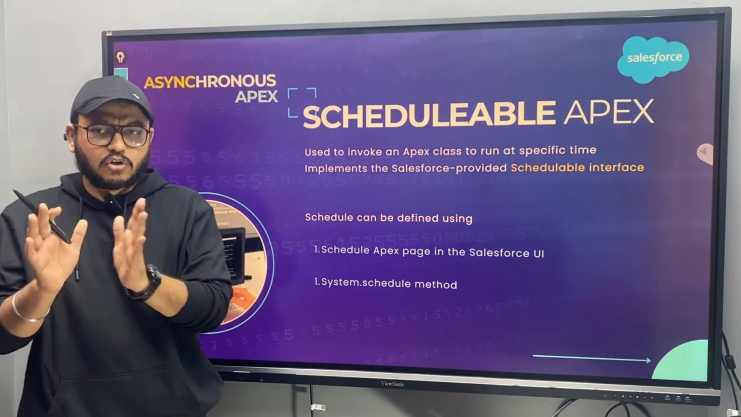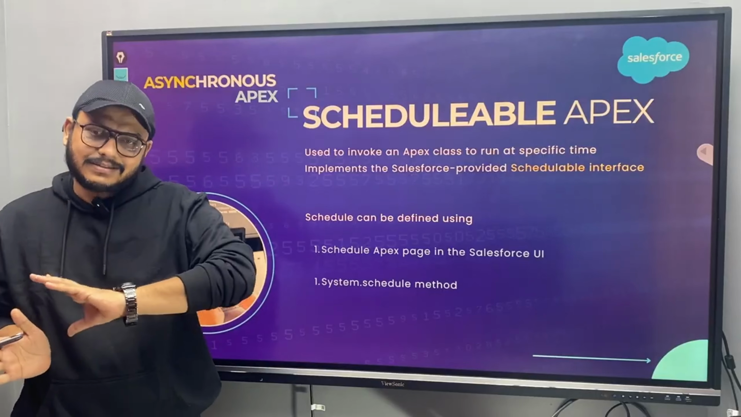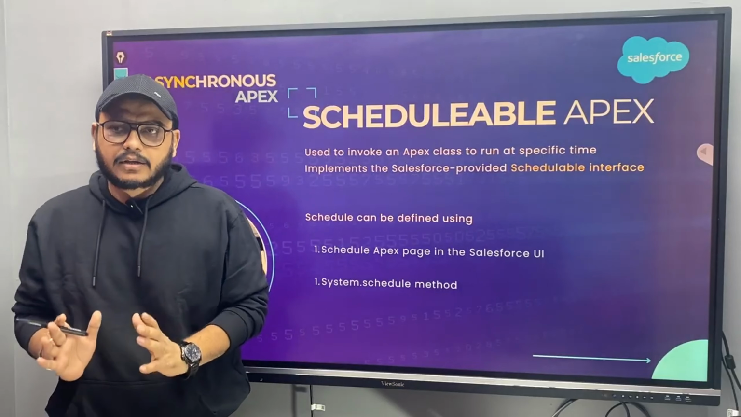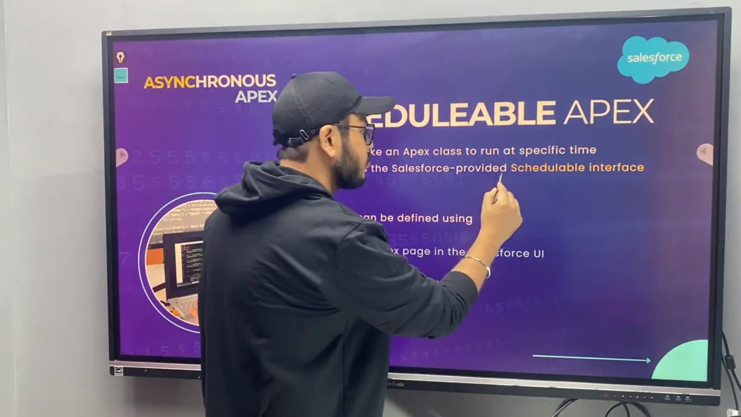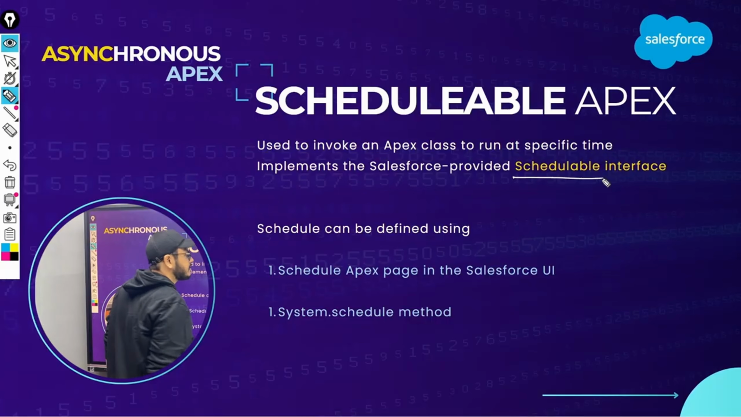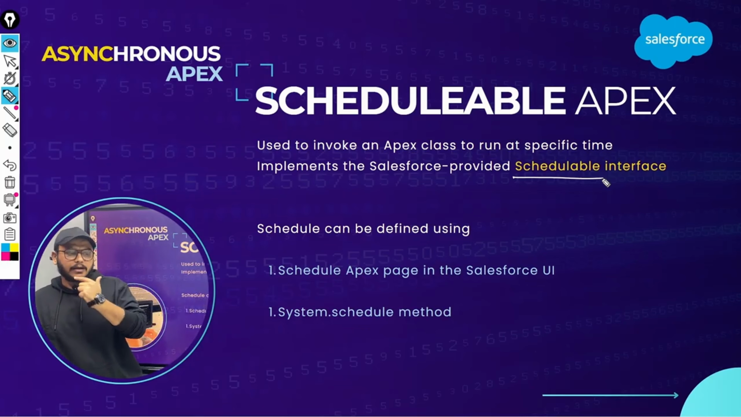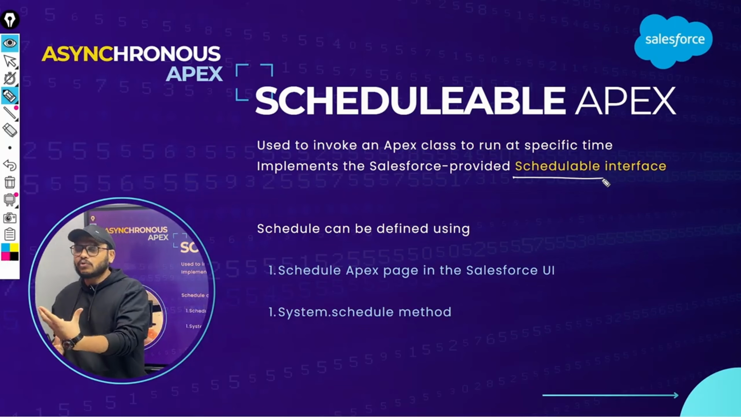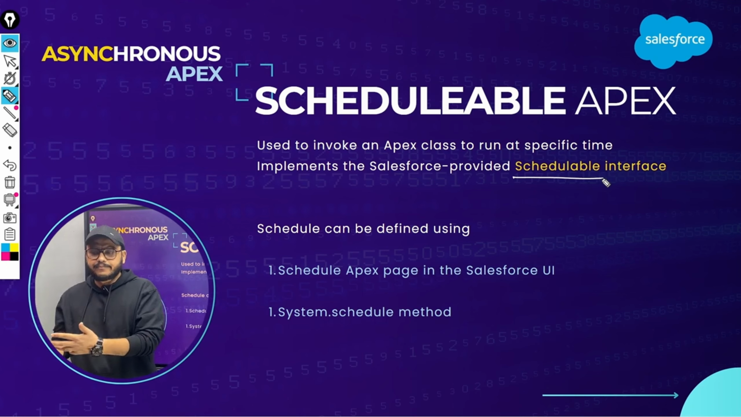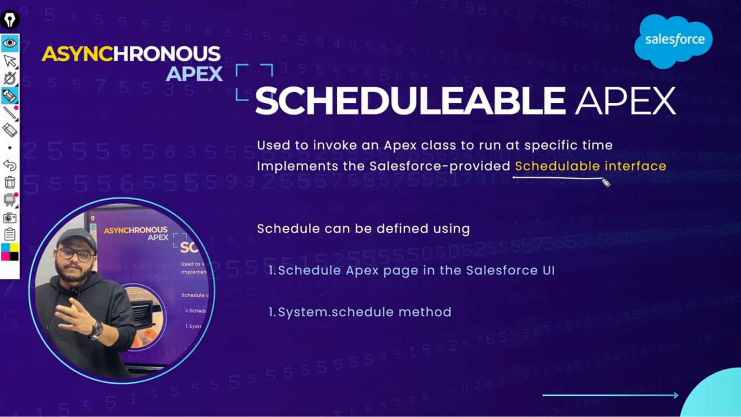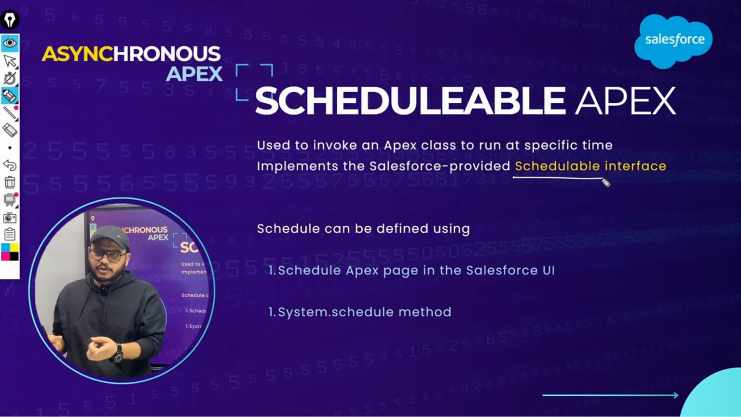With Schedulable Apex, the concept remains pretty much the same. It is still an asynchronous Apex. But with the schedulable interface which Schedulable Apex uses, you have the option to define a schedule. Let's say my schedule is every Friday 7 p.m. As per the schedule, automatically the job will be put into the job queue. So that is the thing.